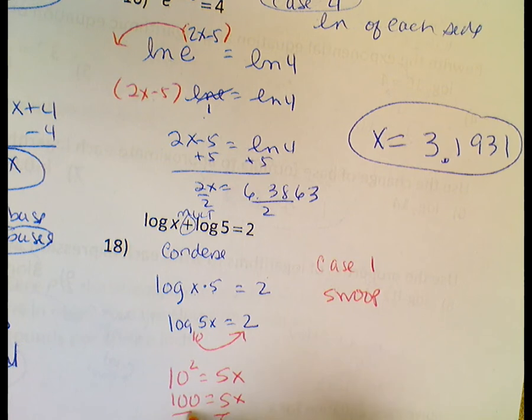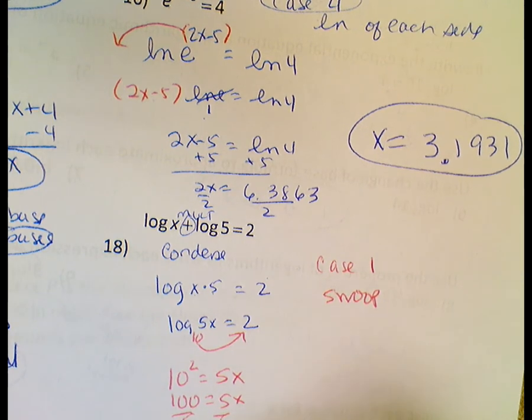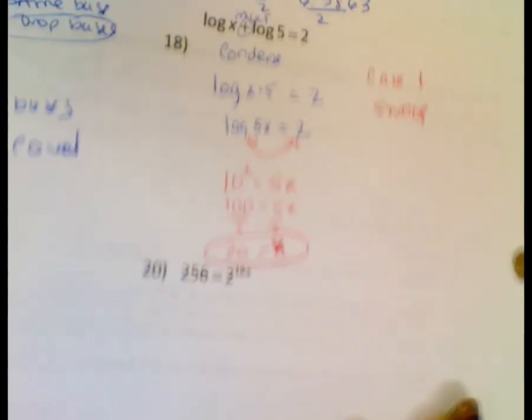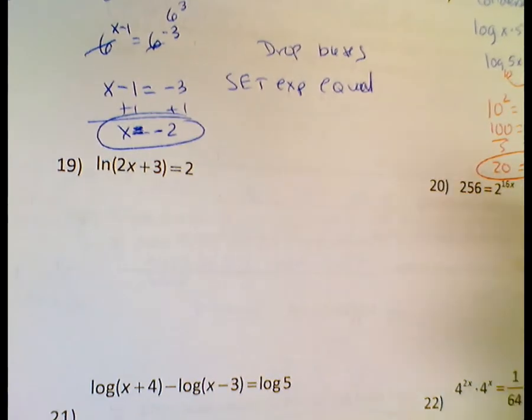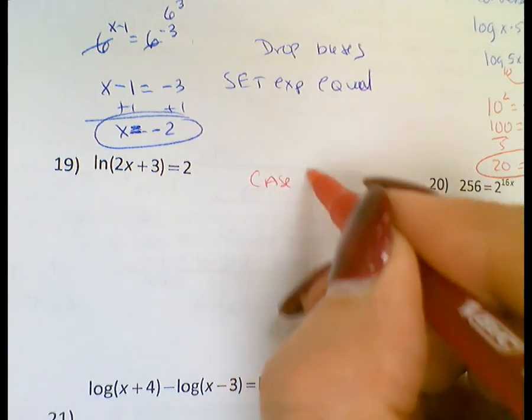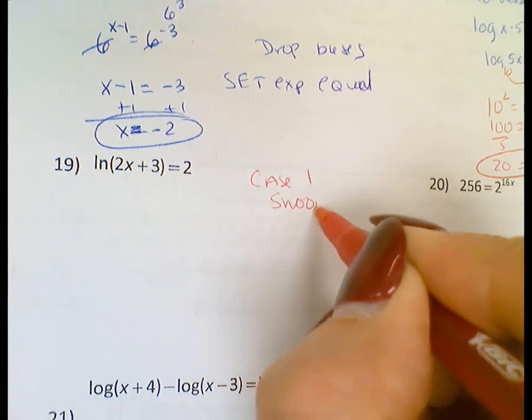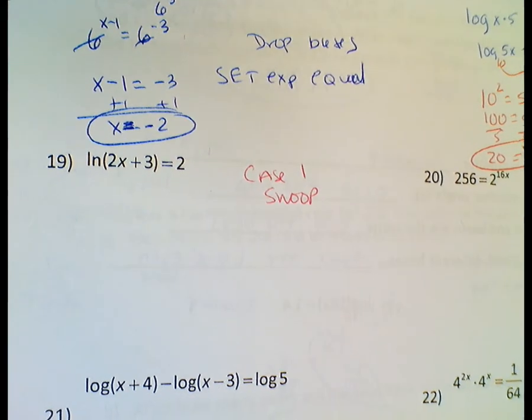And then divide by 5, and x is 20. X equals 20. All right, this is also case 1. We're going to swoop. We have a single log on the left-hand side.